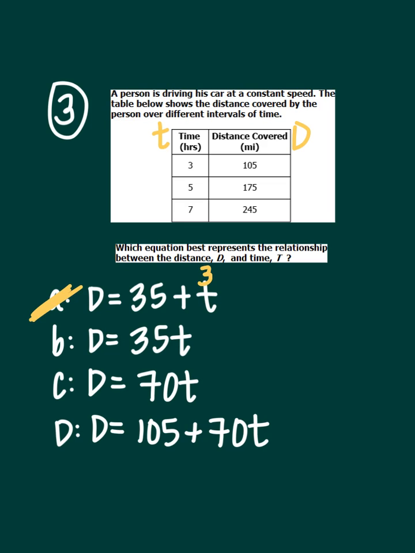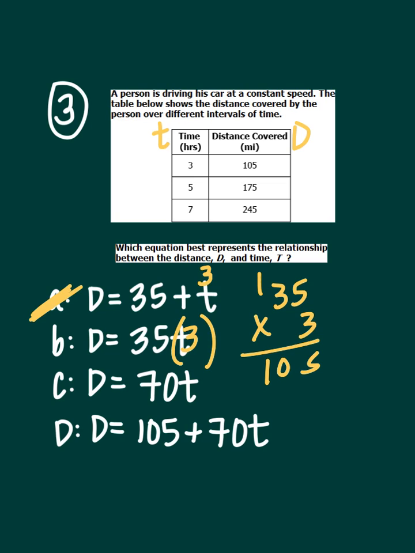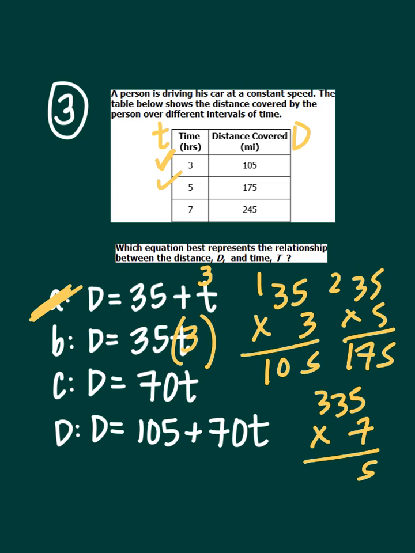Let's look at B, 35 times 3. Let's see what that gives us. So again, I'm plugging in this 3 right here for T. So 35 times 3 is 15. 3 times 3 is 9, plus 1 is 10. Works so far. Let's try times 5. That works. Let's try 7. And that works. I should have circled B, my bad.